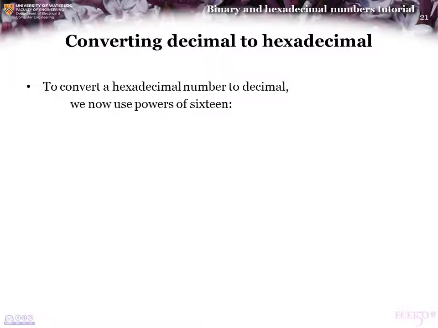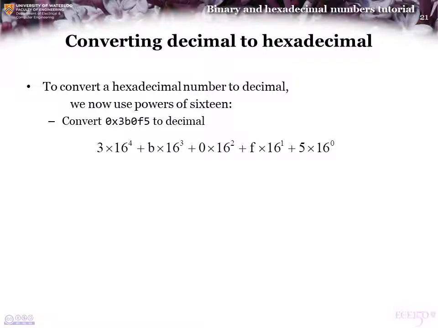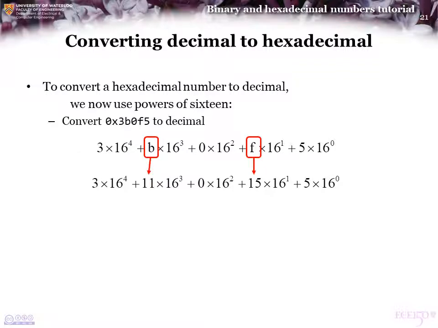Now, to convert a hexadecimal number back to decimal, we do the same thing we did with binary numbers, but we use powers of 16. So, to convert the hexadecimal number 3B0F5 to decimal, we just write it out as 3 times 16 to the 4 plus B times 16 to the 3 plus 0 times 16 squared plus F times 16 plus 5 times 1. Now, B and F are not decimal numbers. However, that's not a problem because we're just going to replace B with 11 and F with 15.